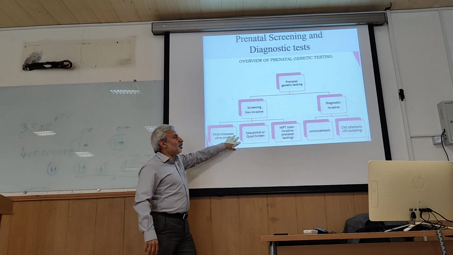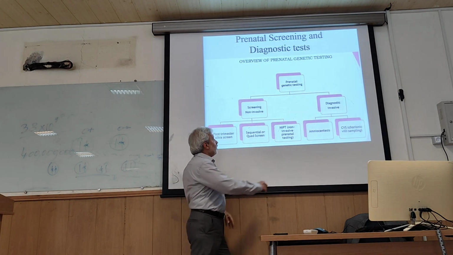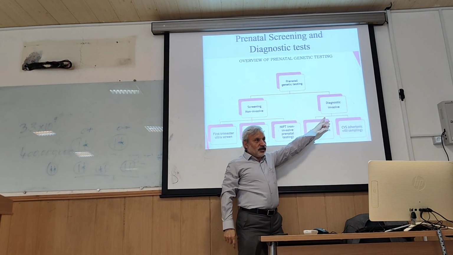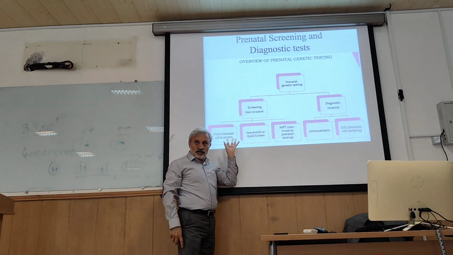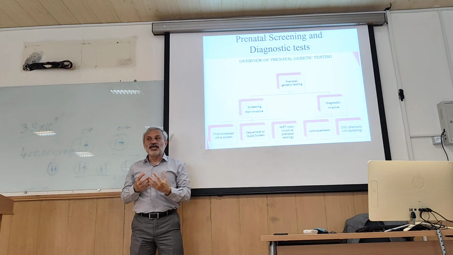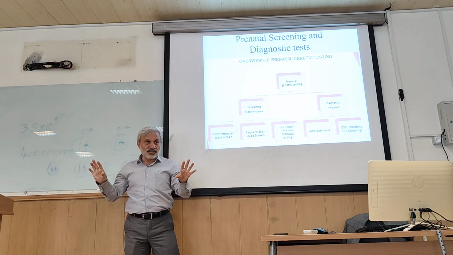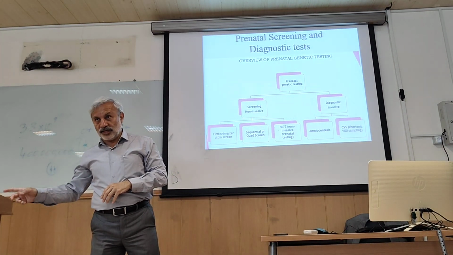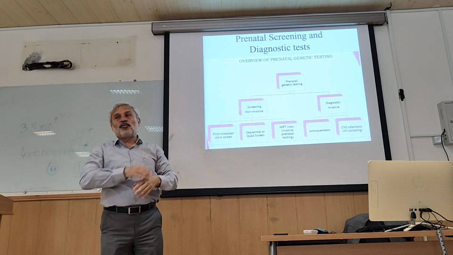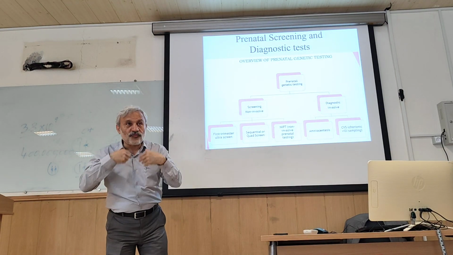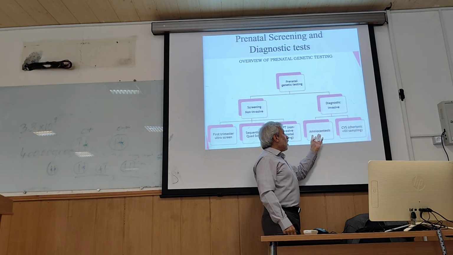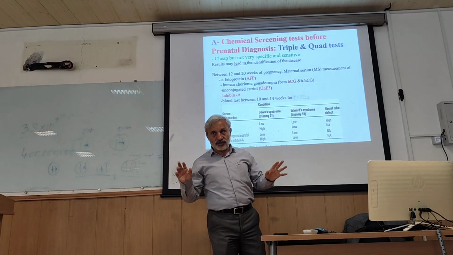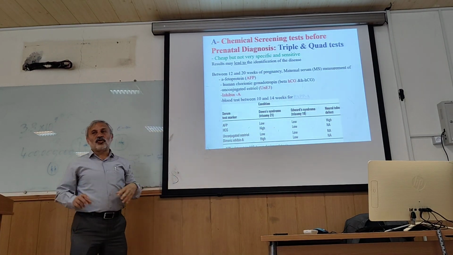If we have a problem here, we go for a diagnostic test. Understood? Because a screening test just gives us a risk, not a diagnosis. It gives possibly you have a Down syndrome baby, but you are not going for abortion. No. You have to go for another test, which is these two, amniocentesis or CVS sampling, which I will tell you. Understood this one?